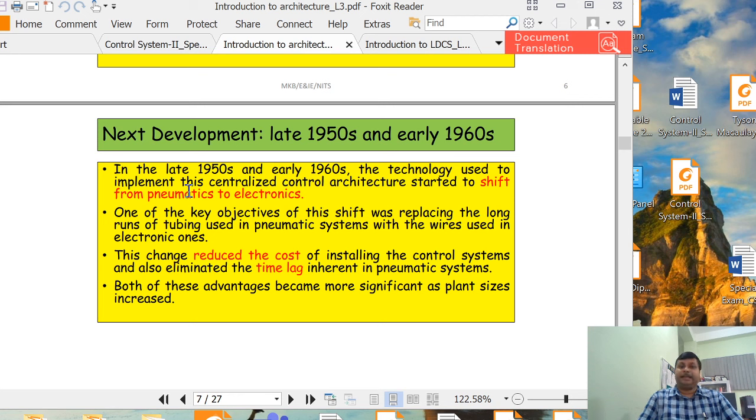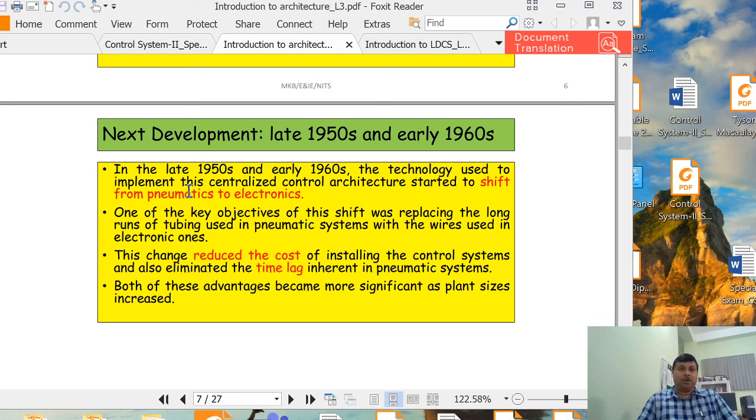So in the late 1950s and early 1960s, the technology used to implement the centralized control architecture started to shift from pneumatic to electronic. So the standard output for the pneumatic transmitter was 3 to 15 psi. Then the electronic transmitters are used to transmit the measurement signal as well as the control signal in the form of 4 to 20 milliampere.